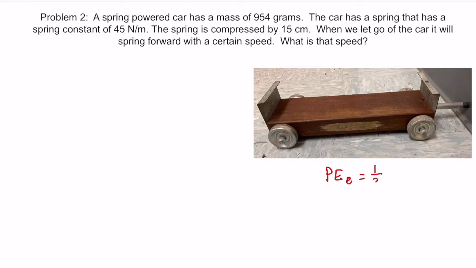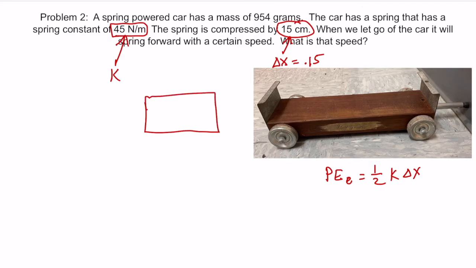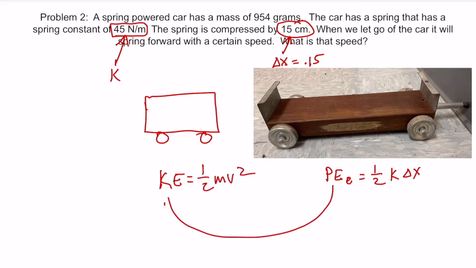In problem 2, you're going to compress the spring in this car. So you're going to give it elastic energy. Your K value for your spring is given. The compression, the delta X, is given. Make sure you put it in meters. Don't work in centimeters. When you let go of the car, that elastic energy is going to turn into kinetic energy. So whatever you get here, you plug in here, and once again, you solve for velocity. Make sure when you plug in your mass, you work in kilograms, not in grams.